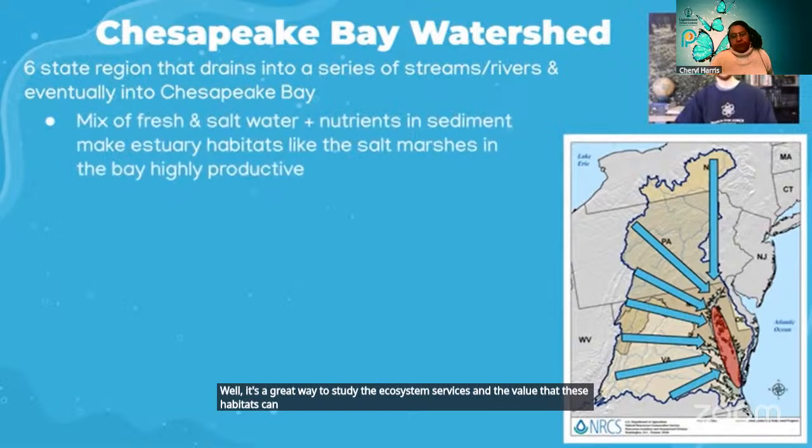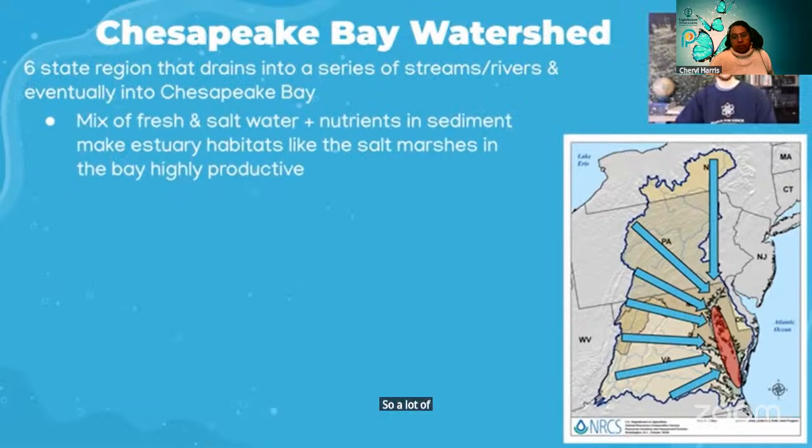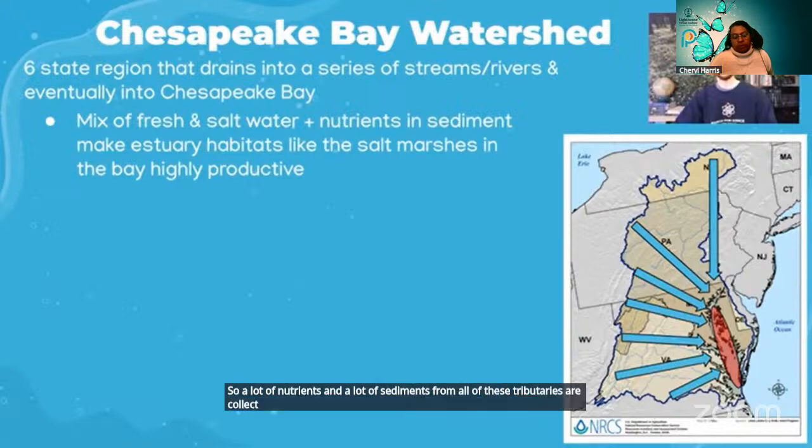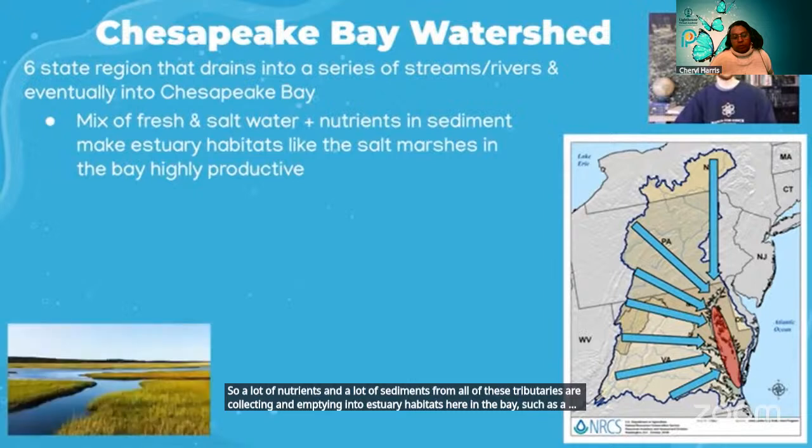A reminder that an estuary such as the Chesapeake Bay is a mixture of salt and fresh water. So a lot of nutrients and a lot of sediments from all of these tributaries are collecting and emptying into estuary habitats here in the bay, such as a salt marsh. Here's a picture of a salt marsh. You can see the grasses and the low meandering water line. It's a really productive habitat, and because it's so productive, it offers a lot of ecosystem services.